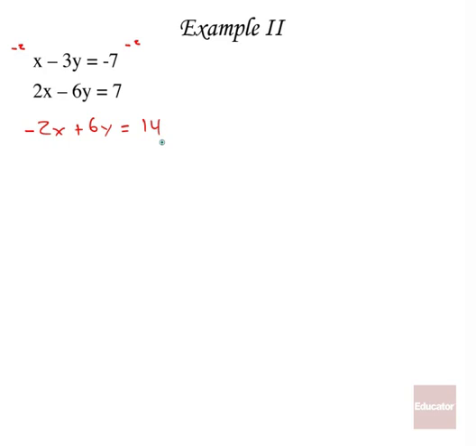Okay, let's continue on. And then this one doesn't change, so it's 2x minus 6y equals 7. And then when we add these, we get plus 6y and minus 6y. Wow, these cancel too. So we end up with 0 equals 14 plus 7 is 21. We get something like this. 0 equals 21. Well, 0 does not equal 21. Okay? So this is no solution.